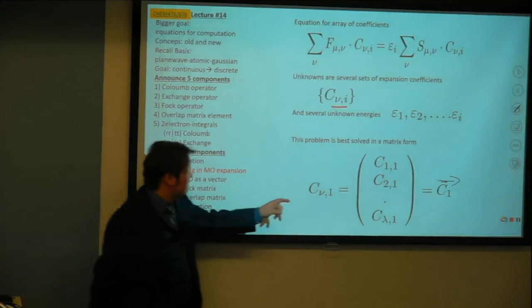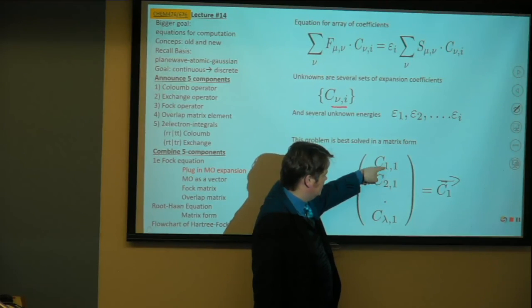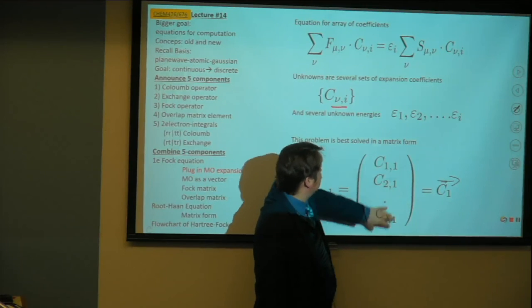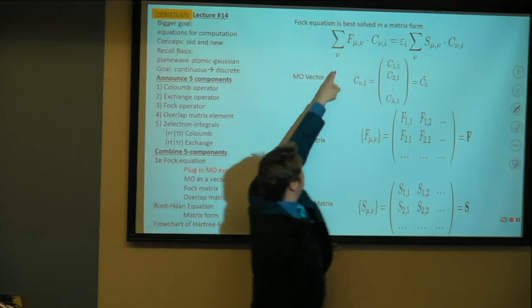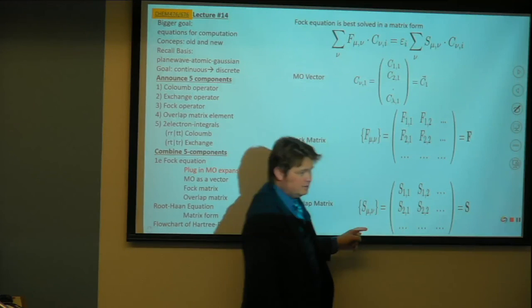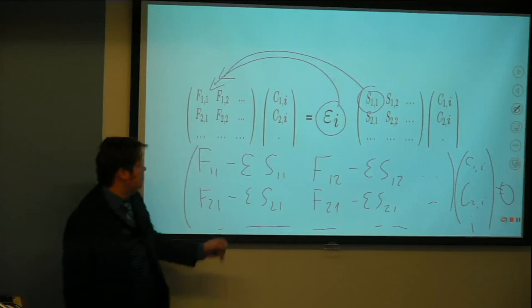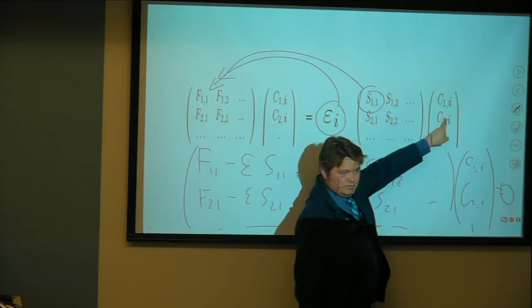So if this set of expansion coefficients is a vector, so for each molecular orbital there is a set of individual atomic orbitals, and we write it as a vector, then in the same approach we can write this Fock matrix as a matrix, S matrix as a matrix, right? And then the Hartree-Fock-Roothaan equation will look this way: matrix, vector, eigenvalue, matrix, vector. Right?